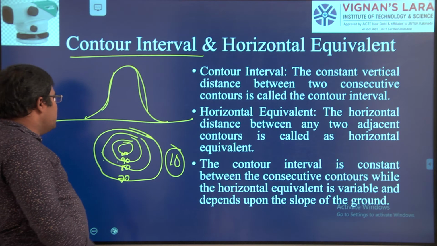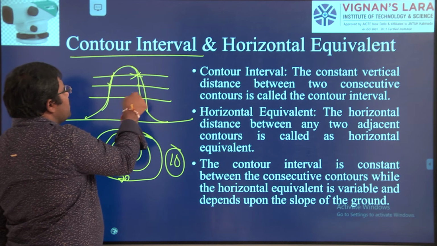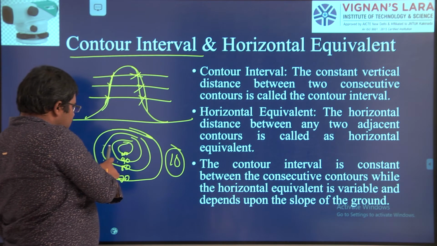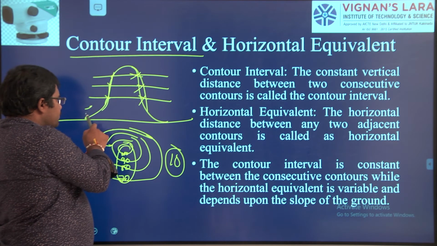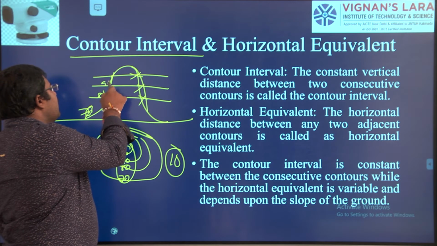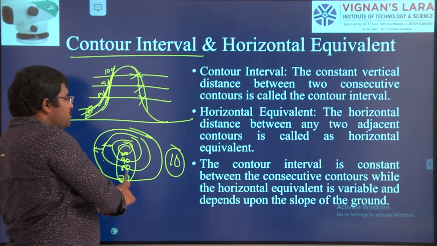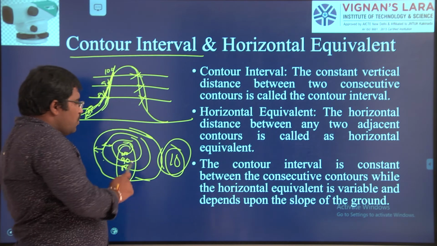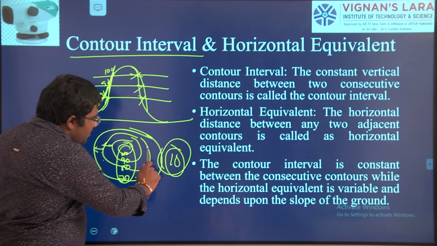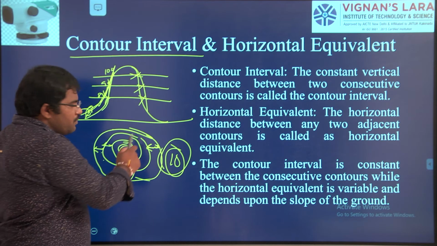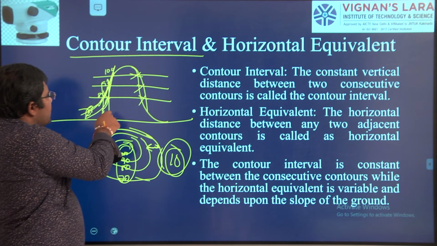Next, horizontal equivalent. These are points of equal intervals, so contours. Then what is the distance between these two? This is vertical: 70, 80, 90, 100. We have a difference, and we calculate that difference as 10. But once you draw these contours on the horizontal map, then what is the distance between these two? Horizontal distance.